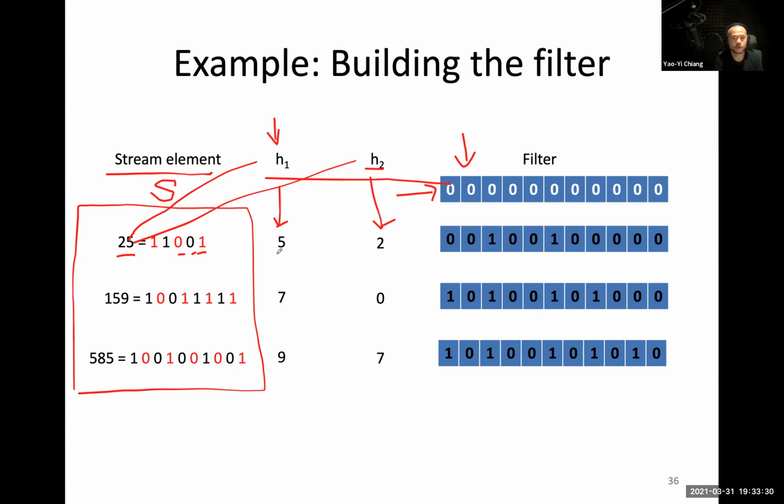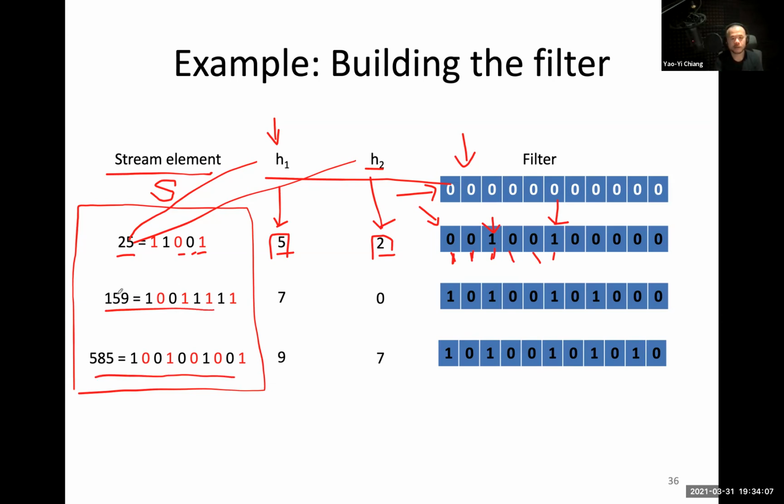So what do 5 and 2 mean? Well, for your hash function number 1, it will set the position 5 in your filter to 1. So 0, 1, 2, 3, 4, 5, right? See, it converts 0 to 1. Hash function 2 works on the same filter, the same array. It will set the position 2, so 0, 1, 2, to 1. Okay, awesome. That's it. You just continue to do this for all the elements in your database.